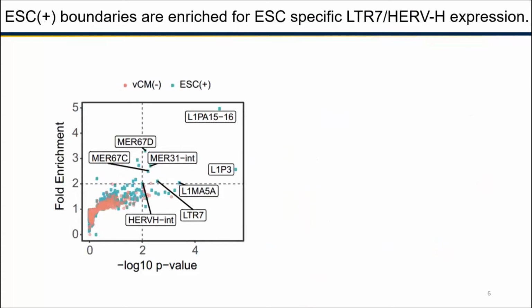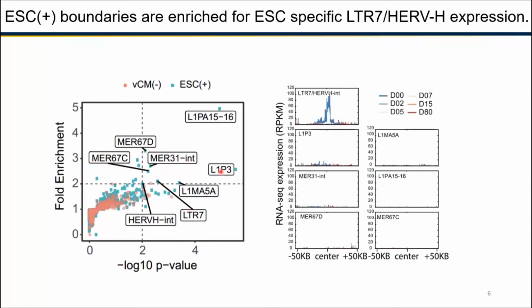And then we asked what sequences were enriched at those boundaries. Interestingly, we found several classes of repetitive elements were highly enriched in the ES cell positive TAD boundaries, whereas none of them were enriched in the VCM negative TAD boundaries. And among those boundaries, only the TAD boundaries intersecting LTR7 and HERV-H elements show a very striking ES cell specific expression.